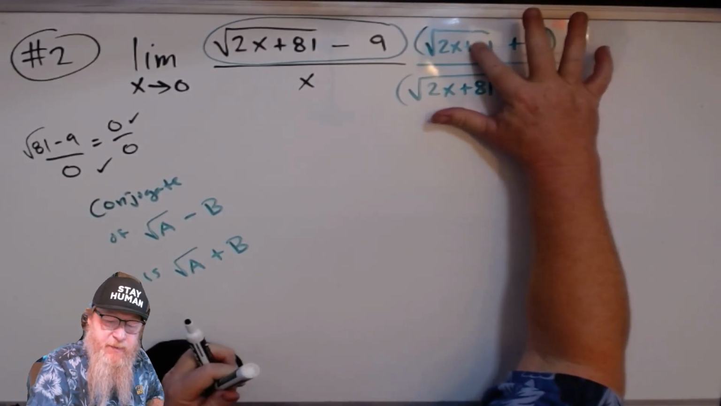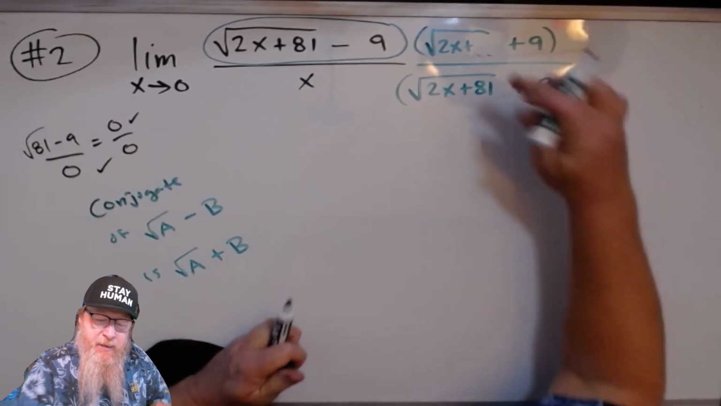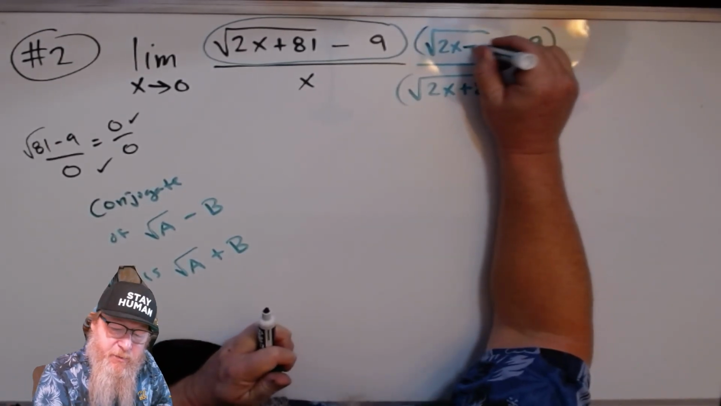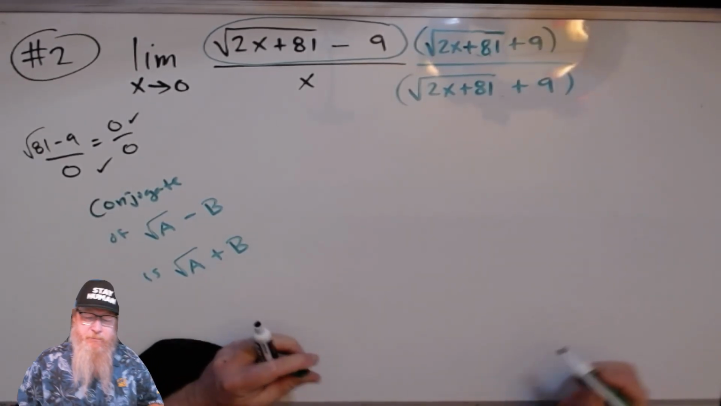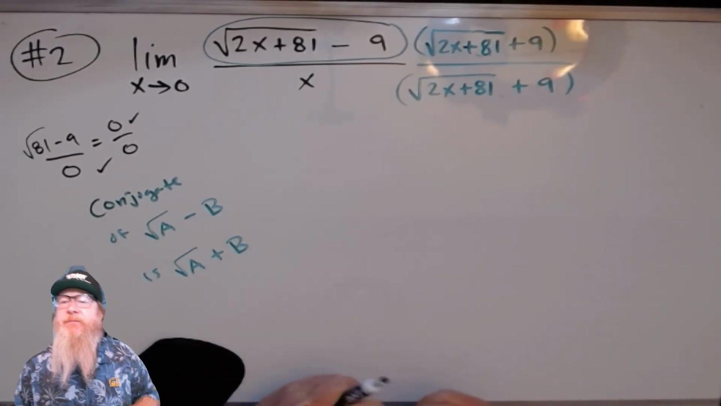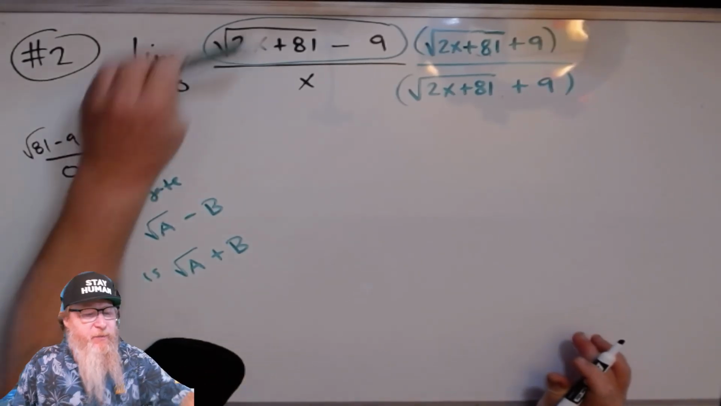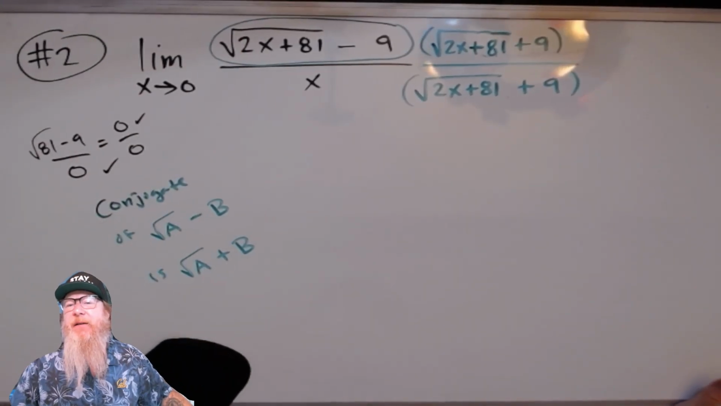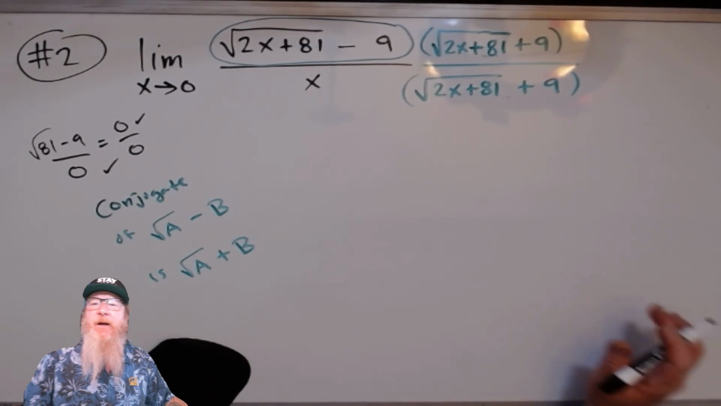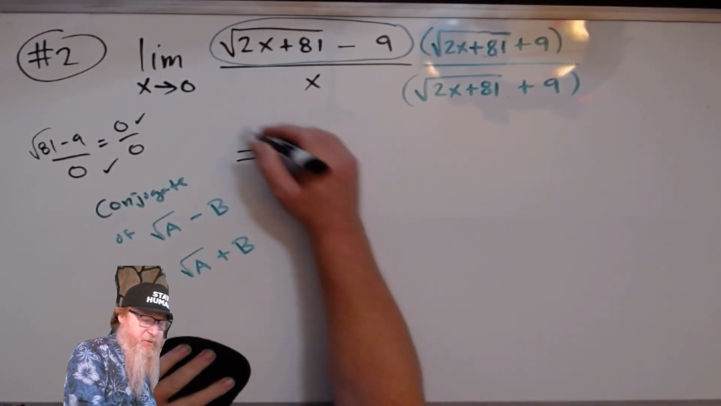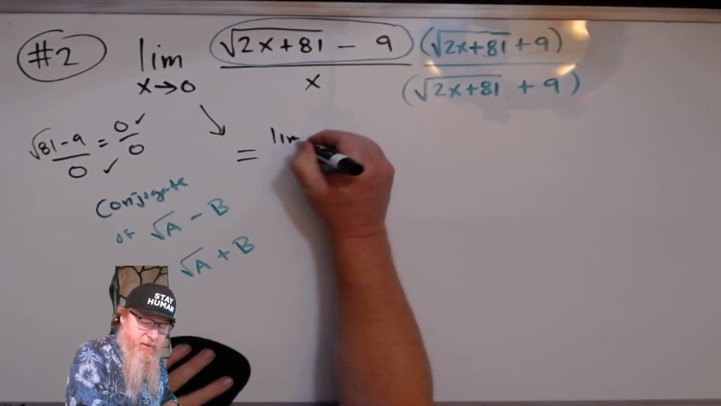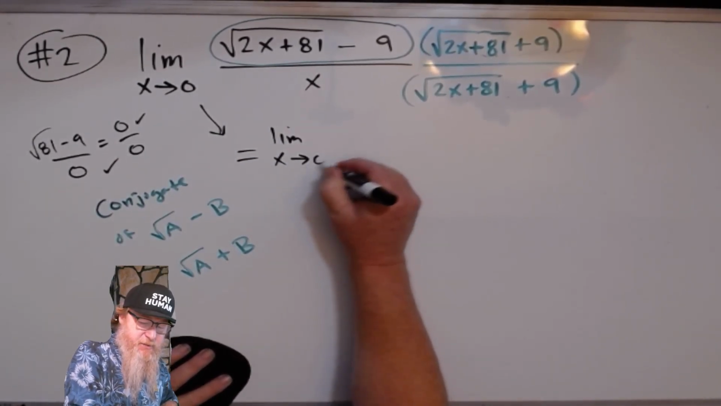That's how you do that. A similar type of thing works with complex numbers, but we're not using complex numbers at this time, or possibly ever. They don't really appear in a business calculus course. All right, so I'm going to just do that right away before I even get into it. So this is going to be equal to the limit as x goes to 0.